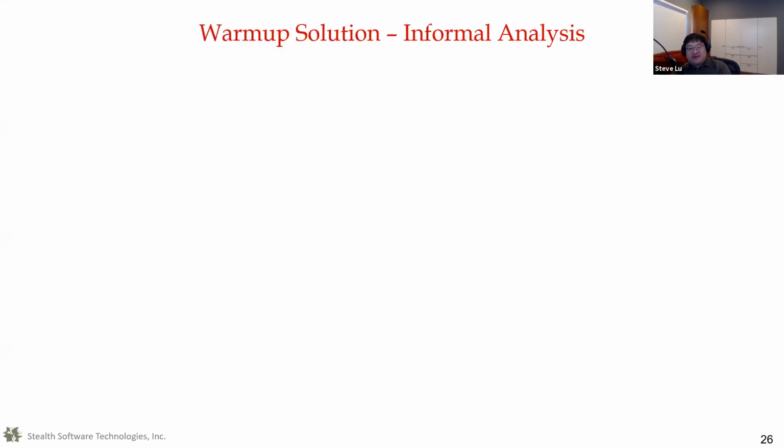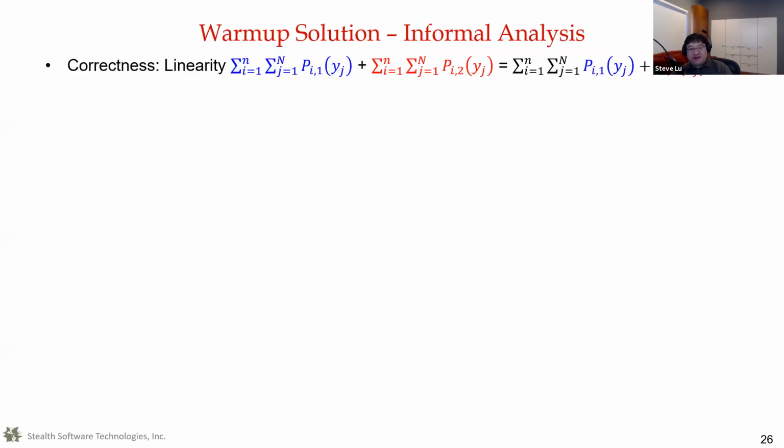So just a quick analysis of this solution. The correctness can be observed by linearity. You have one server summing up all of these on the left side, and another server summing all of these on the right side in red. When you sum them together, you just move all of the point evaluations into the sum, and then they recombine to the right thing.